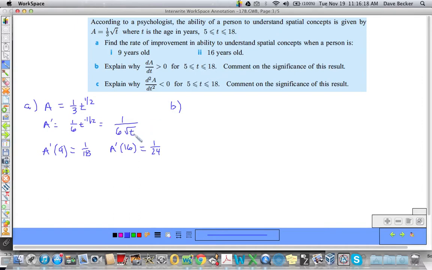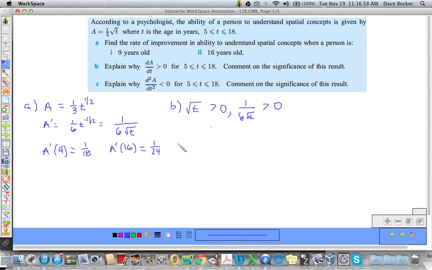Well, that's easy, because the square root of t will always be greater than or equal to 0. Therefore, for 5 less than or equal to t less than or equal to 18, square root is always greater than 0. Therefore, 1/6 root t must always be greater than 0. So that's pretty easy. The significance of this result is that the ability to understand spatial concepts is always improving, because it's always going to be positive.